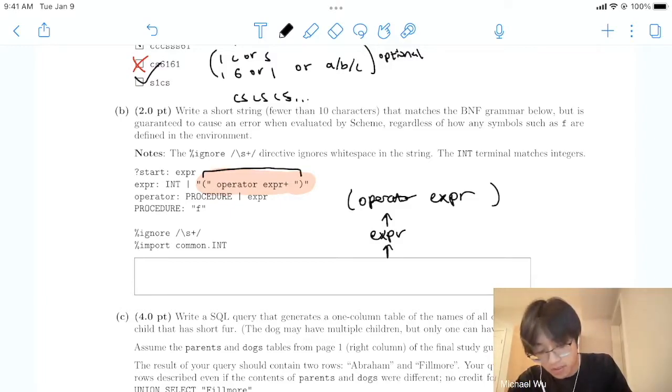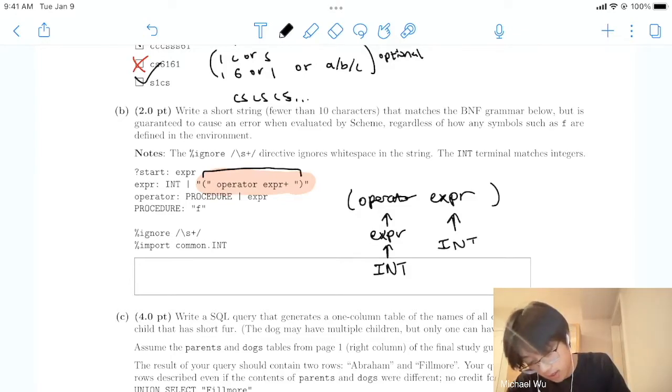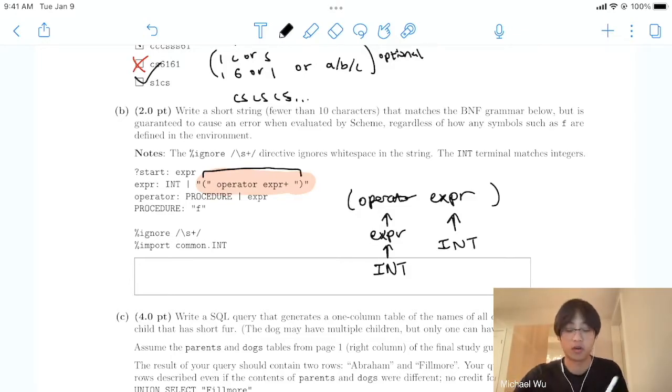Well, if they were both integers, and this is also an int, then we get this structure where we have an integer literal as our operator, which is going to be an error because you can't evaluate 1 and 1. So that's exactly an example that you might write out. So you could write just 1 and 1, and that would be something that is matched by this BNF grammar, but would cause an error if evaluated by Scheme.